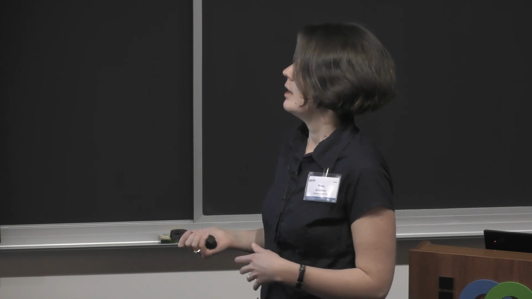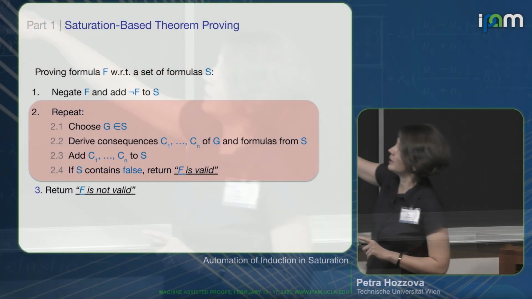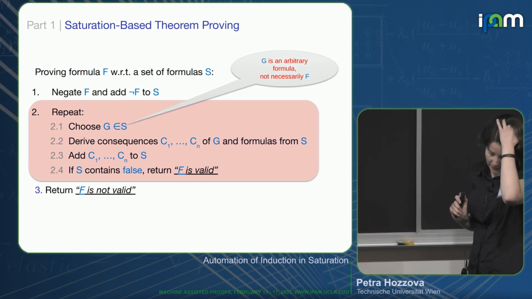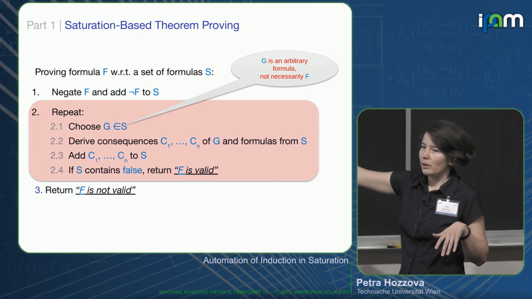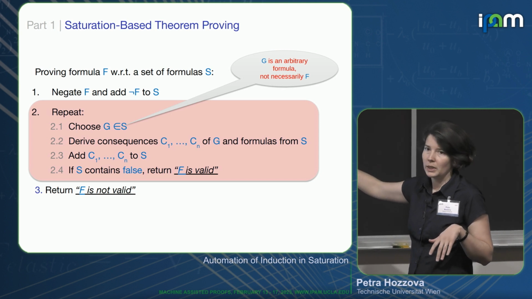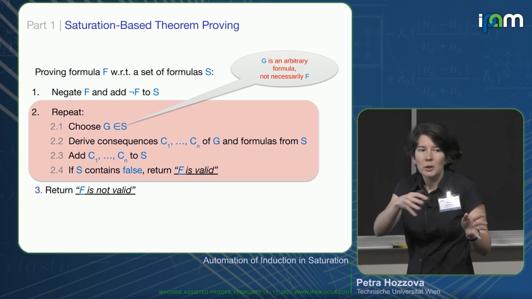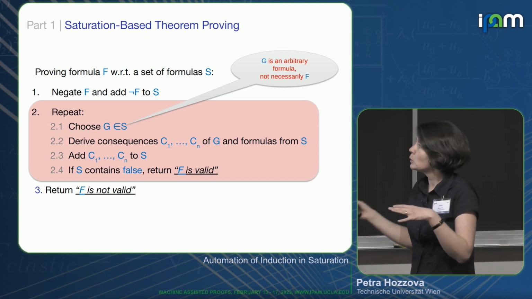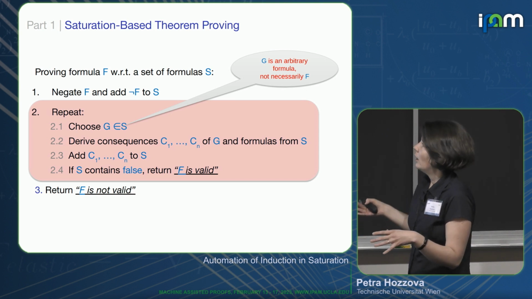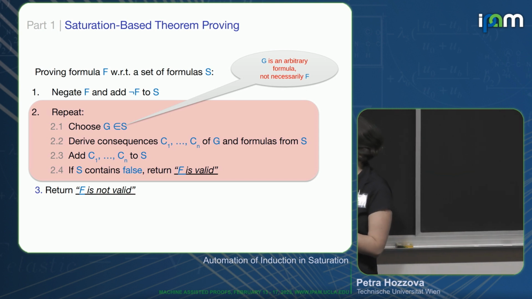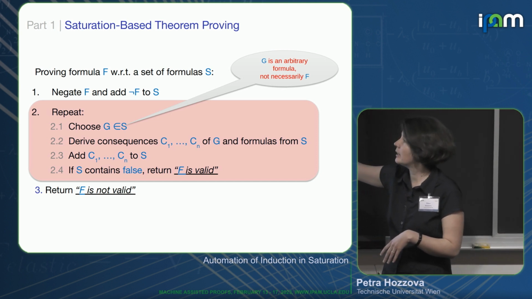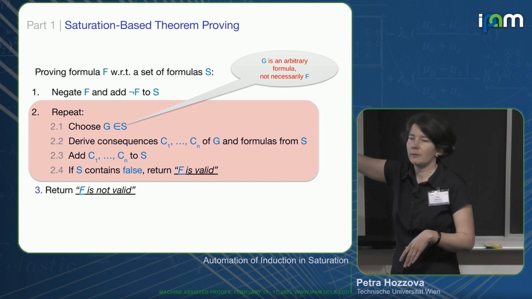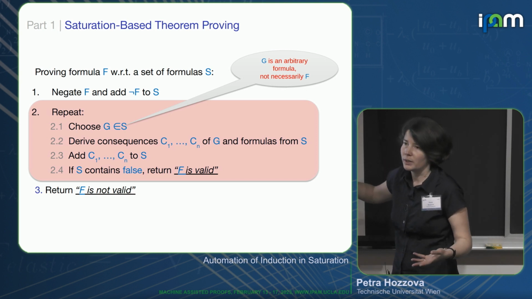So I want to zoom in a bit on this saturation loop. The first point I want to make here is that when we're choosing the formula on which we're applying these rules, in some sense we want to be fair, and we eventually want to go through all the formulas that we have. So we don't have this goal-oriented architecture in saturation. This formula can be seen as really an arbitrary formula. There is no guarantee, for example, that the first formula that we choose when we first run this loop will be the goal, the original F or the negated F. It can be any formula that is already in the set.